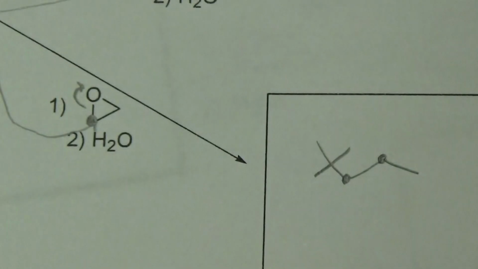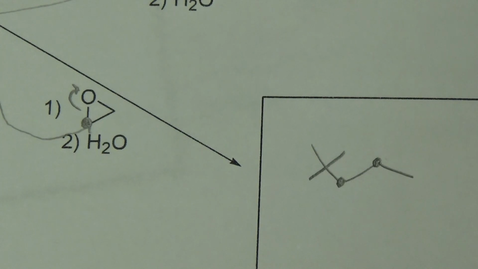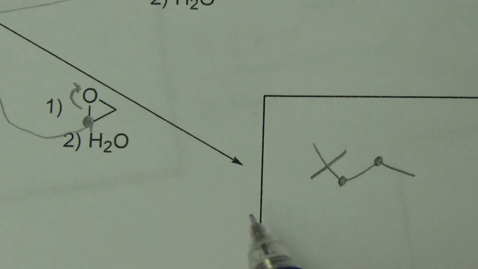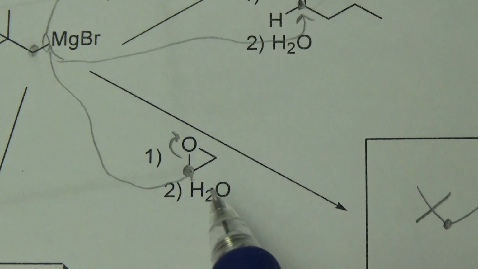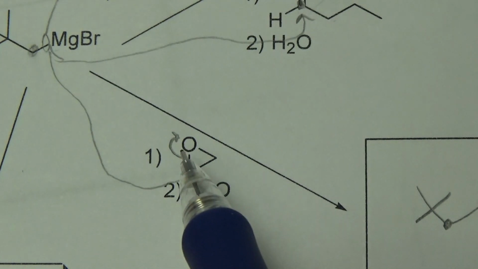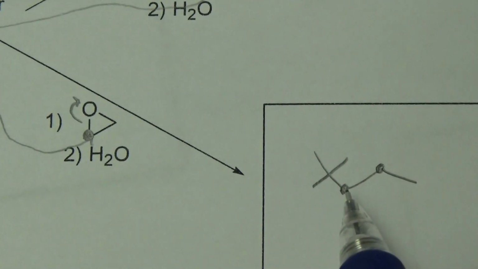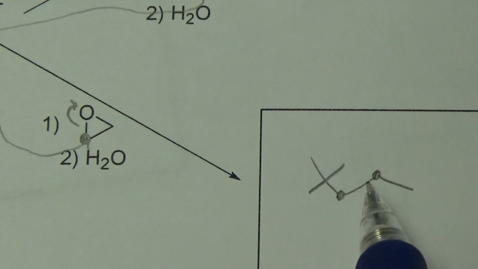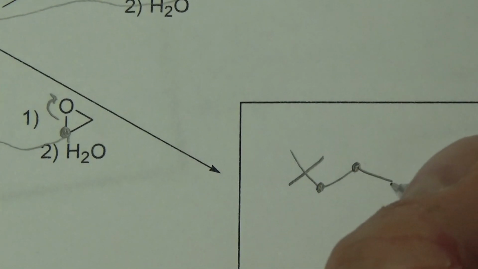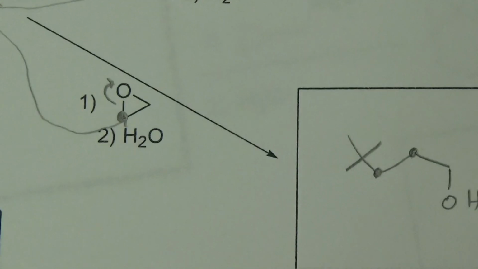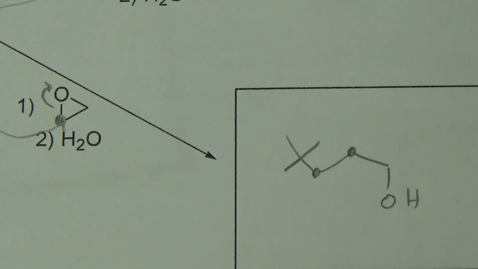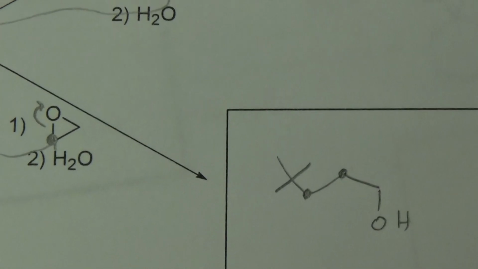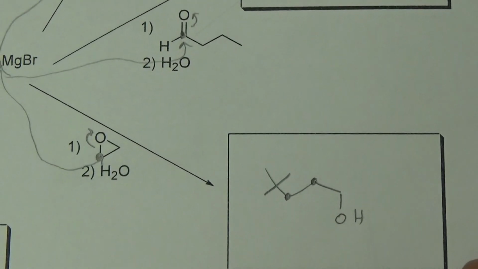Cool. And where is the oxygen now? I mean, if the Grignard attacked the left carbon, forced the oxygen onto the right carbon, then this was the nucleophilic carbon, this is the electrophilic carbon. Where's the oxygen? Well, it's there. Cool. What kind of alcohol is that? It's a primary alcohol.